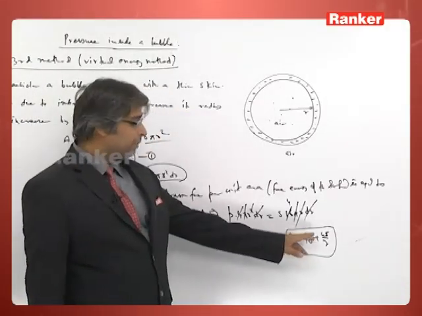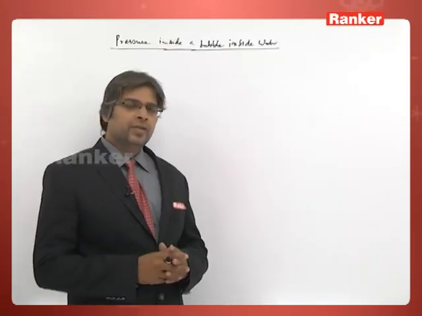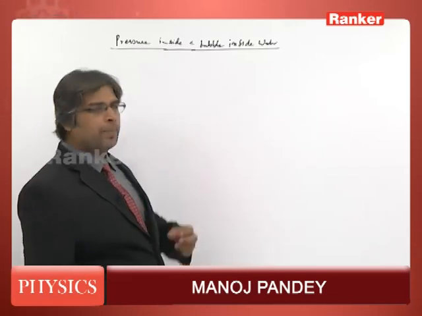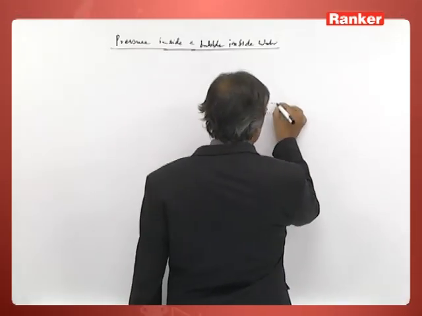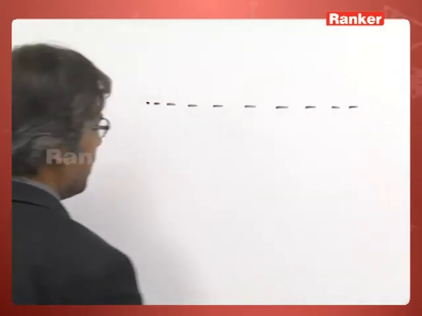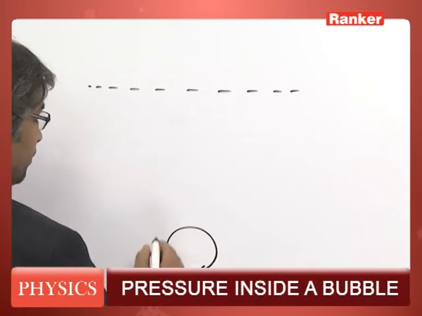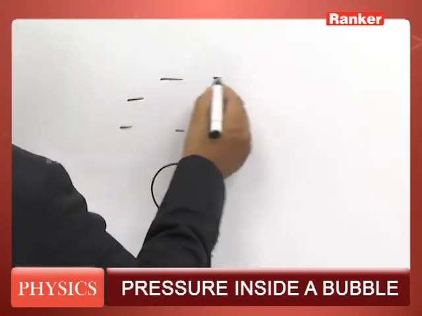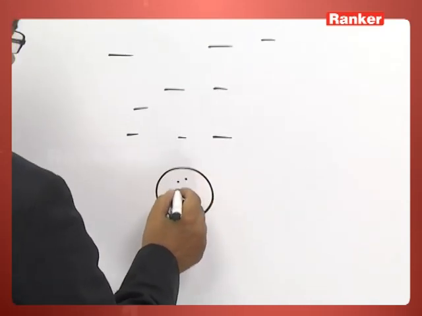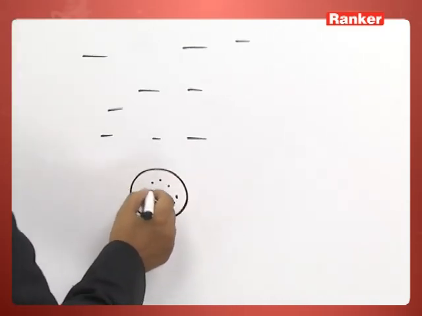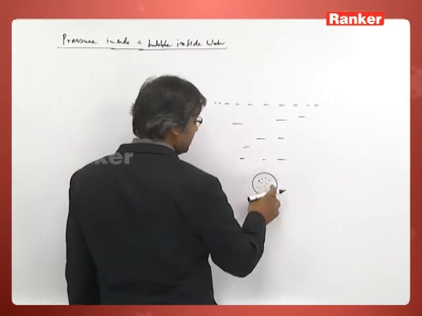For a liquid drop it is only 2S by r. Now, let us see what is the pressure inside a bubble formed inside water. So, we have a surface of water and we have a bubble here. Everywhere we have water, and you see inside it is air. So, a bubble here means a cavity with air inside it.